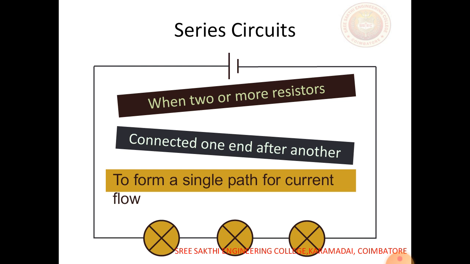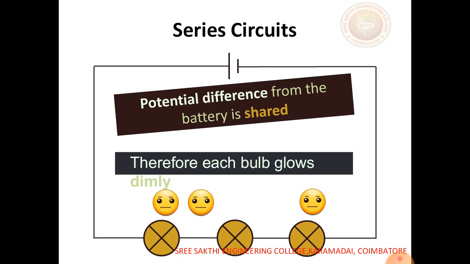So you can see this is a simple model of a series circuit. Here the cross indicates one or two or three resistors connected in a single path. A series circuit is when two or more resistors are connected one end after another to form a single path for the current flow. This is called the series circuit.